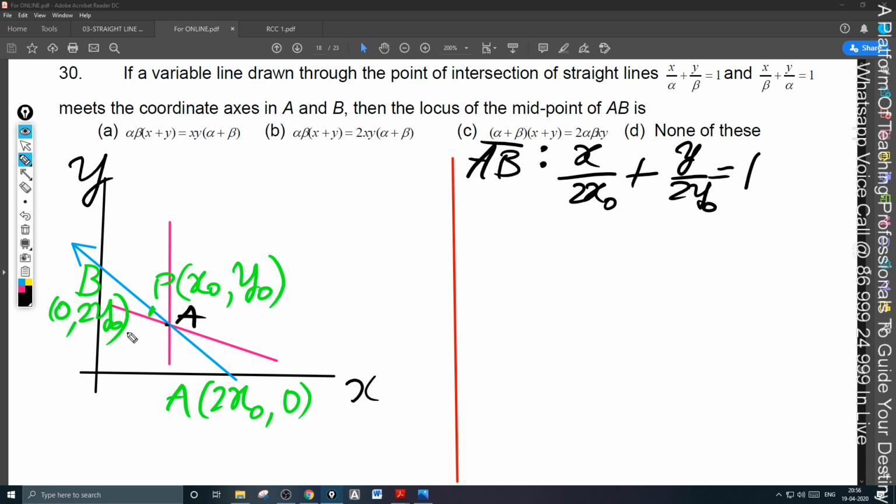The point of intersection is, it is given in terms of alpha, no? Alpha, no? Point of intersection.